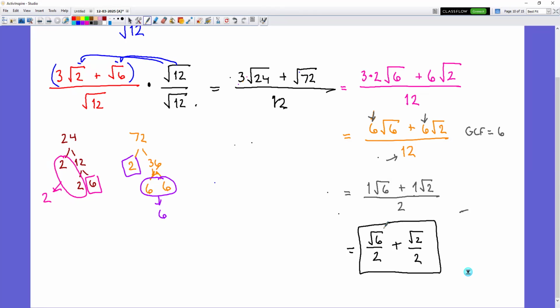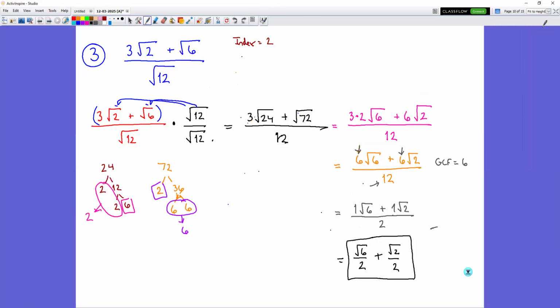But yeah, that's it. So again, it still works to rationalize the denominator. Just make sure that you multiply both the top and the bottom by that denominator, and then get it simplified using distribution, and then of course simplifying with factor trees.